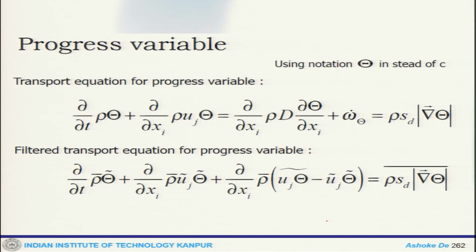Now moving to the progress variable kind of approach, where we can use a different notation like this instead of C.